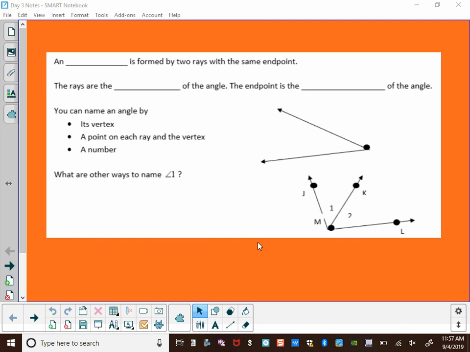All right, day 3. Day 3 is very similar to what we did day 2. Day 2 was measuring segments. Now we're talking about measuring angles. So an angle is formed by two rays with the same end point.